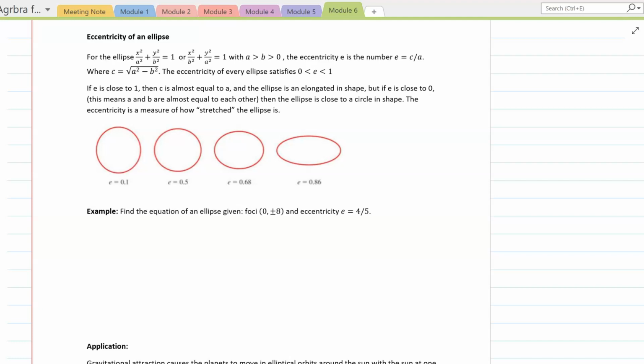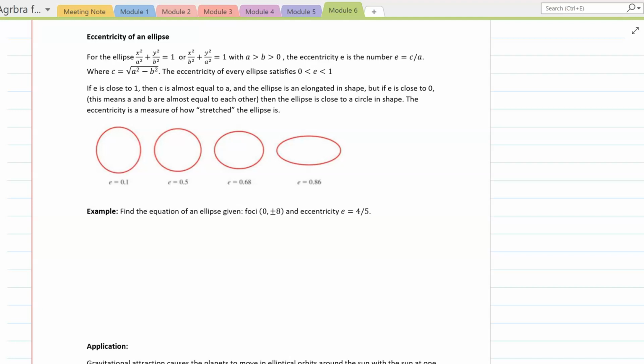The eccentricity is a value between 0 and 1. If e is closer to 1, then c is almost equal to a, and the ellipse is elongated in shape. But if e is closer to 0, this means that a and b are almost equal to each other, then the ellipse is close to a circle shape. So the eccentricity is measuring how stretched the ellipse is.